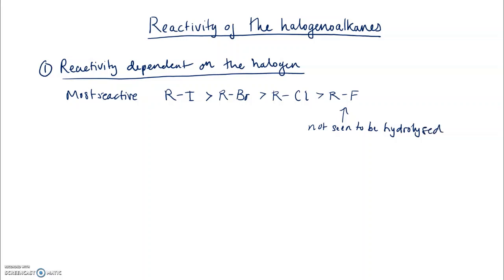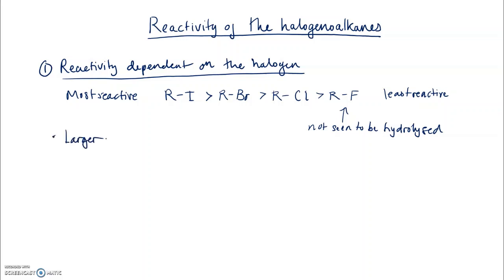Now, the pattern of reactivity with regards to the type of halogen in the halogenoalkane is relatively easy to understand. And it is all to do with the carbon-halogen bond. If we change the size of the halogen, which is the primary thing that is being altered here, going from large halogens to small halogens, this affects the length of the carbon-halogen bond.